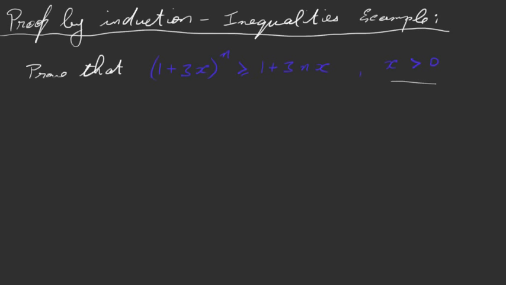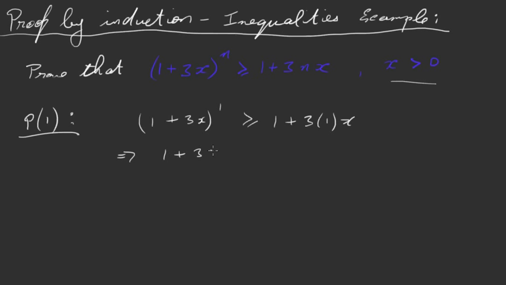So as usual, we first look at P1 and we see if that's true. So let's see if we can do that. We have (1 + 3x) to the power of 1 on the left hand side. On the right hand side we've got 1 + 3 times 1x, so that will give us 1 + 3x on the left hand side and 1 + 3x on the right hand side. So P1 is true. It is greater than or equal to it. In fact, it's equal to, so it is greater than or equal to, so that's true.